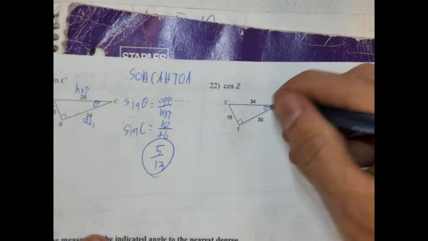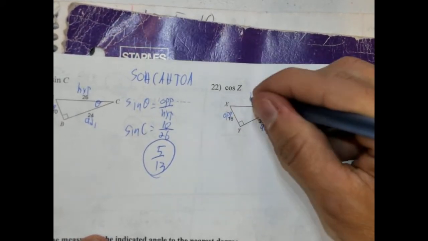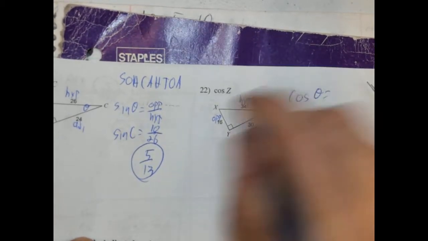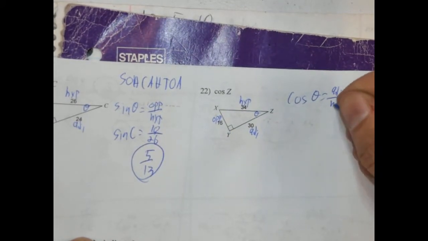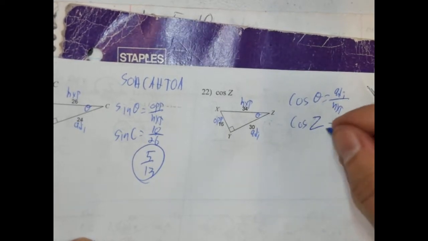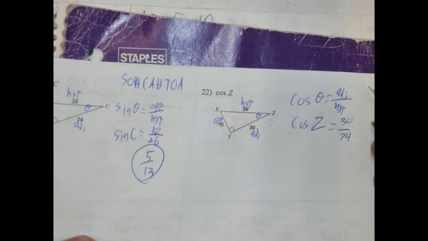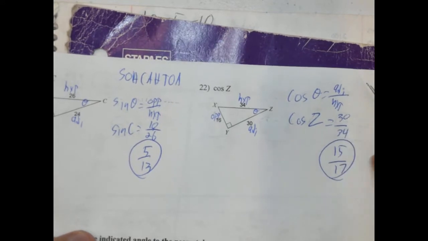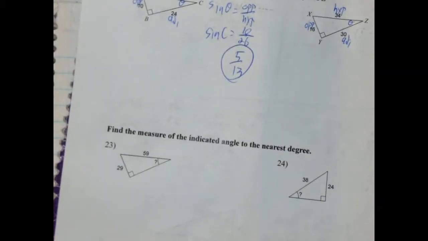Cosine of z, so there's our theta. Our opposite is here, our adjacent is here, and our hypotenuse is here. Okay. So cosine of theta equals, again, cosine is adjacent over hypotenuse. So cosine of z is 30 over 34. Those are both divisible by 2, so 15 over 17. Okay, all right. We're going to need our trig tables for the next 4 problems, so make sure you have this handy.